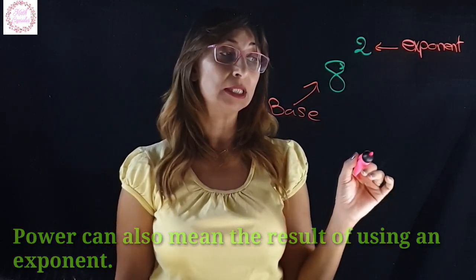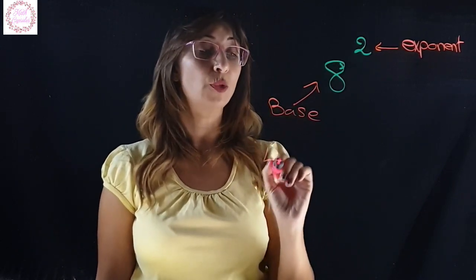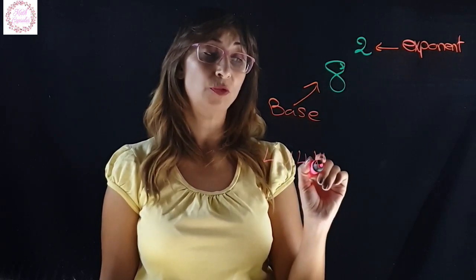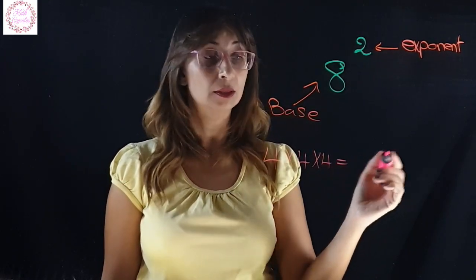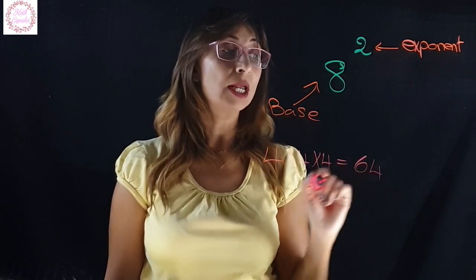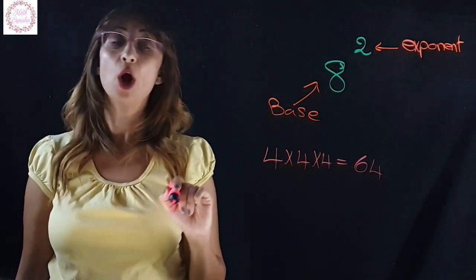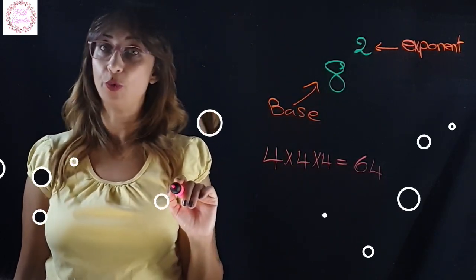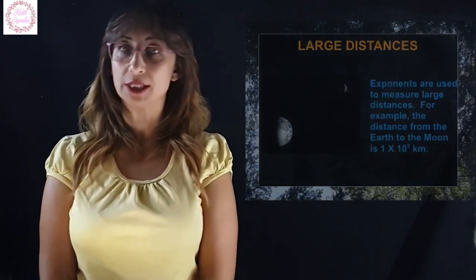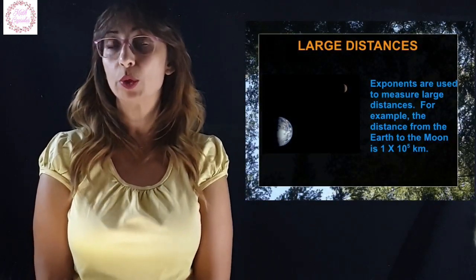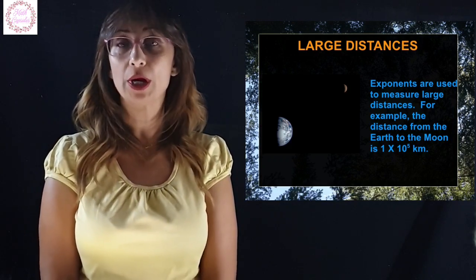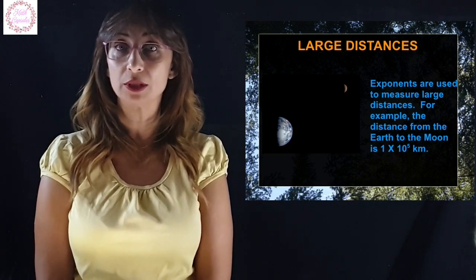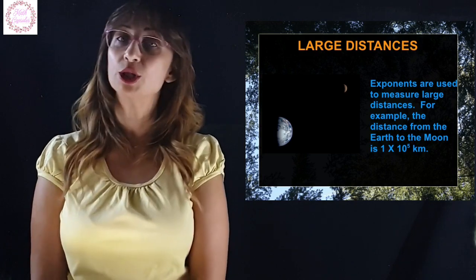So in the previous example, 4 times 4 times 4, it was 64, and 64 is called the power or the third power of 4. So what do you think? What is the use of exponents, or what is the use of powers? Exponents are used to measure large distances. This is one of the examples where we use exponents or powers, or where we have advantage to use it. So it can measure large distances.